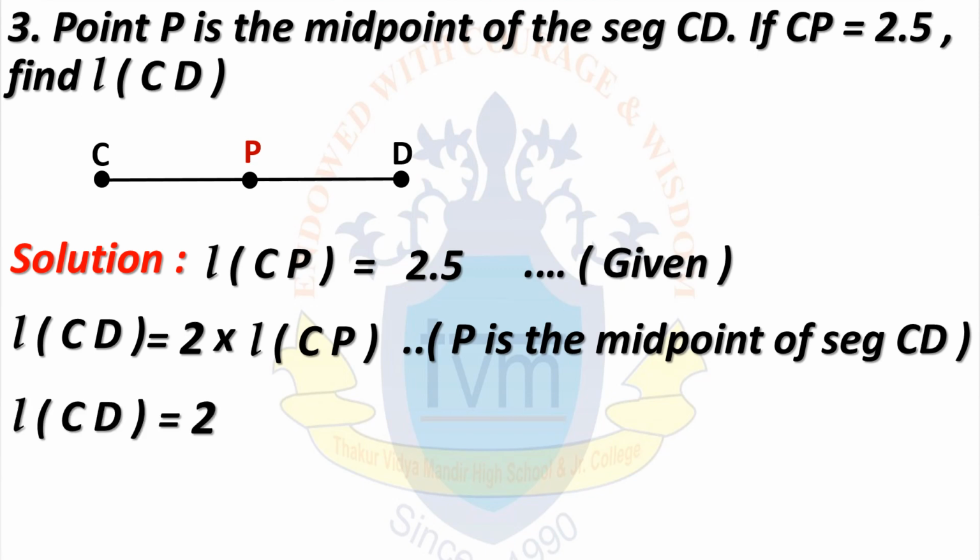Therefore CD equals 2 into 2.5. Therefore length CD equals 2 into 2.5. You will get 5.0, it means 5. So length CD equals 5.